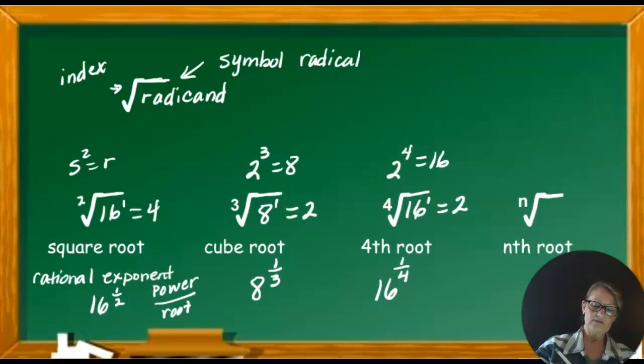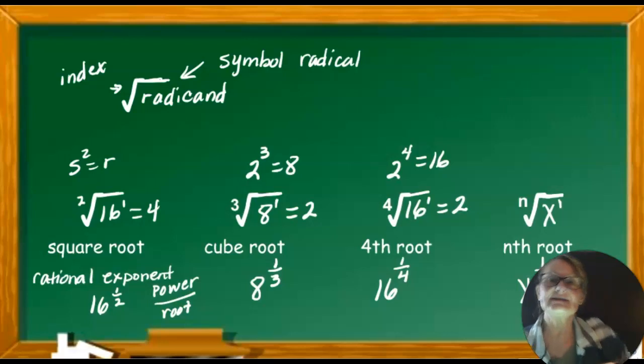A lot of times what we do is we put an x in here, since I didn't put a number in there. So the nth root, if there's no power, would be x to the 1/n. That's a generic way of writing any root. Does that make sense to you? Hopefully it does, because you're going to see this.